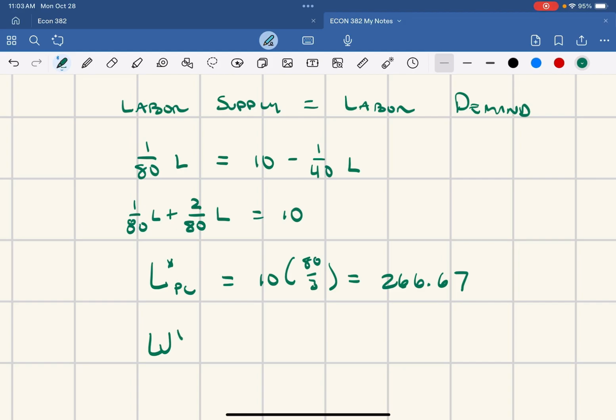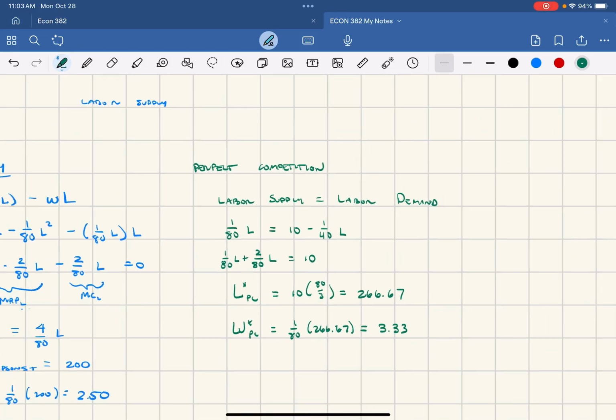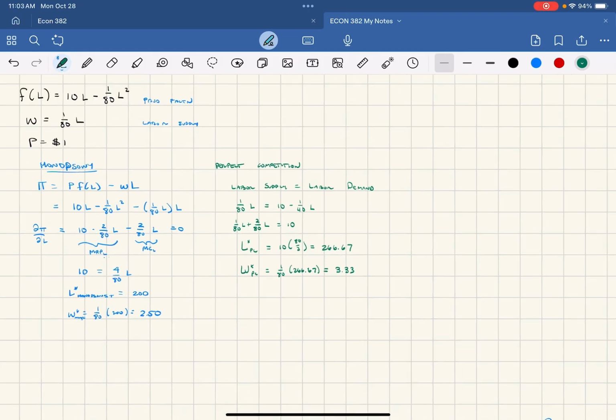The wage in perfect competition is equal to 1 over 80 times L star. And so this is going to be $3.33. So there we see, we can compare monopsony and perfect competition. In monopsony, they're going to hire fewer workers, 200 compared to 266, and pay a lower wage, $2.50 compared to $3.33. And this is because they have market power.